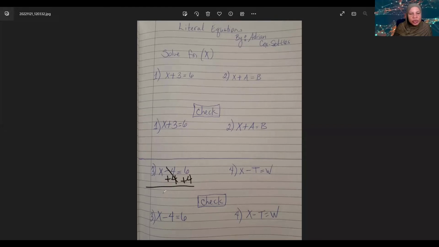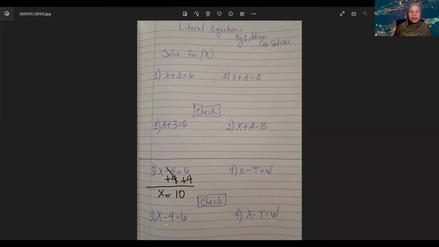Okay, cancel out the 2 4s. Transposing, that's the word I was thinking about. We are transposing when we have one on one side and one on the other side. I think I might say translation or transformation, and they can also be seen that way too. All right, so you get x equals 10.